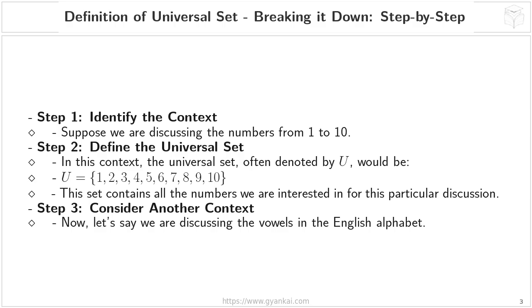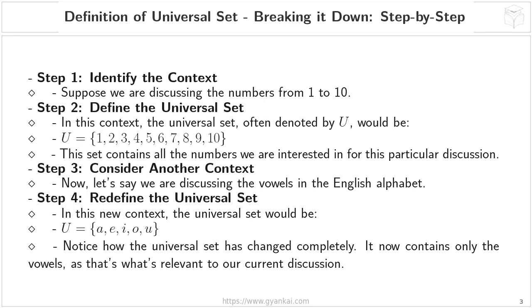Now, this is where it gets really important to understand that the universal set isn't fixed. The slide now asks us to consider another context. Let's say, instead of numbers, we are now discussing the vowels in the English alphabet. See how quickly things change. Because the context has changed, we need to redefine the universal set. In this new context, the universal set, U, would be the set containing only the vowels: A, E, I, O, and U. So we write that as U equals an open curly brace, A, comma, E, comma, I, comma, O, comma, U, close curly brace.